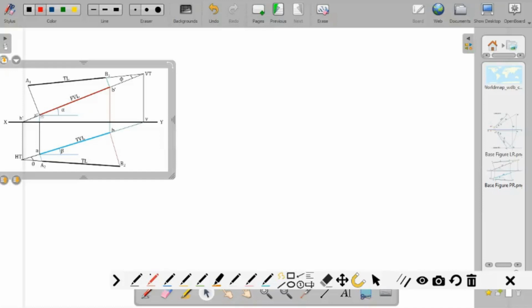This distance is 20, this is 50, this is 10, and this is 75 equal to 45. These are the values, isn't it?